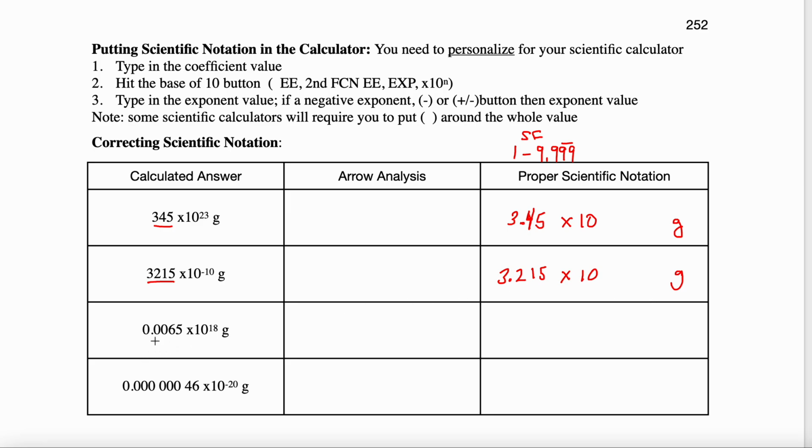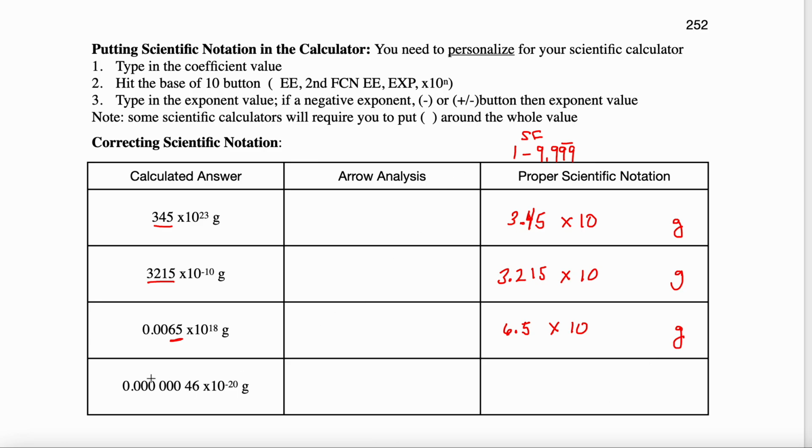Looking at the next coefficient, its value shows that it is less than 1, so 0.0065. Those zeros that come before the 65 are leading zeros. Leading zeros are never significant, so only the 6 and the 5 are considered significant. So those would be the only digits showing up in the coefficient, and writing them as 6.5 will fit within the range of a value of at least 1 but less than 10. So times our base of 10, and we have our unit of grams still.